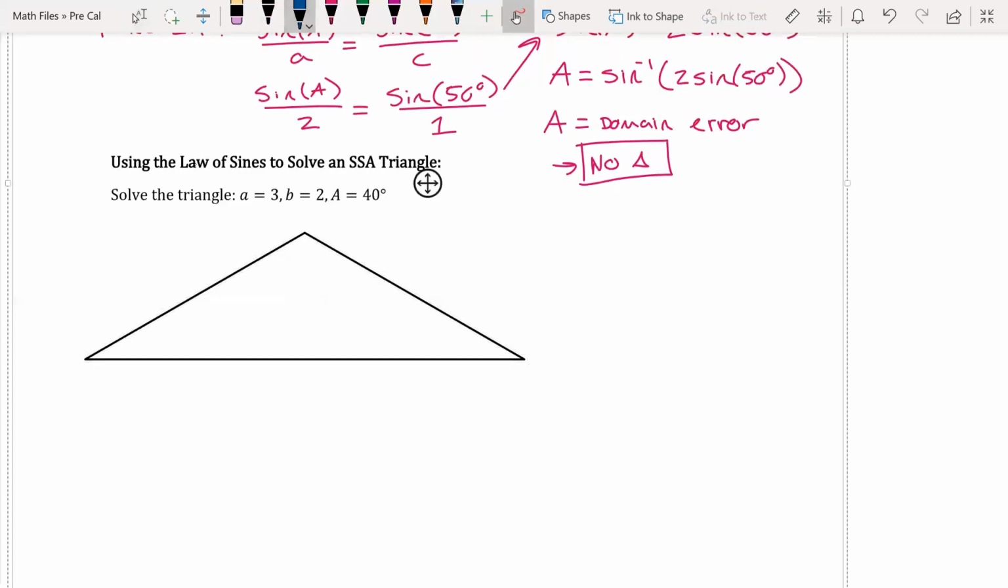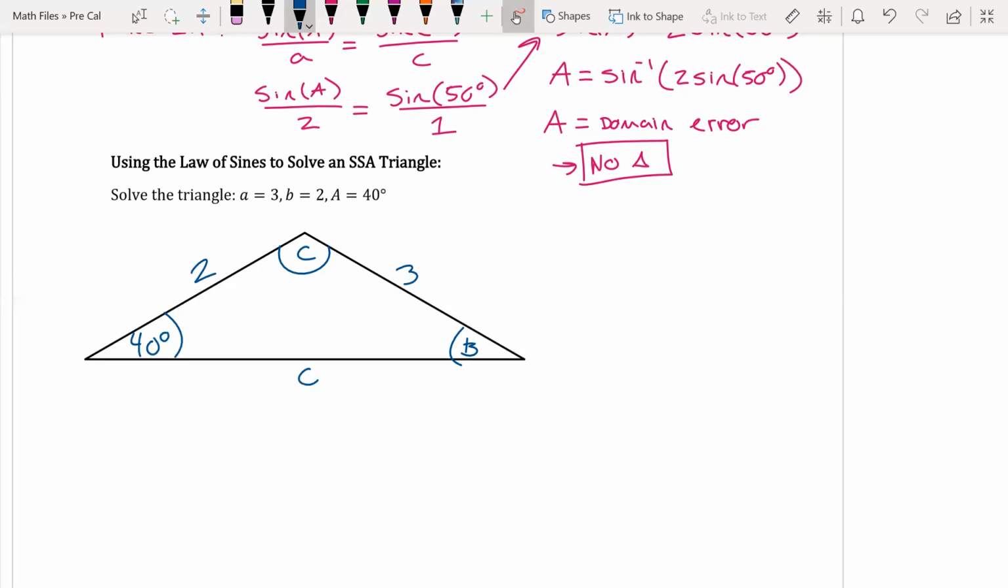And here they give us that angle A is 40 degrees. Side A is 3. Side B is 2. And then they give us that we don't know angle B, we don't know angle C, and we don't know side C.